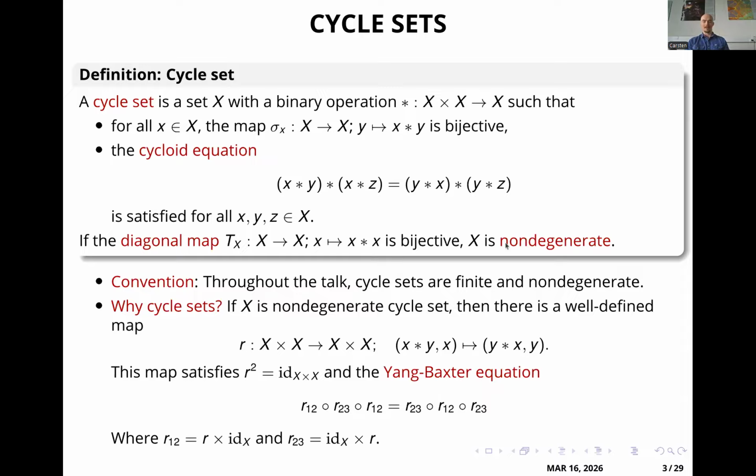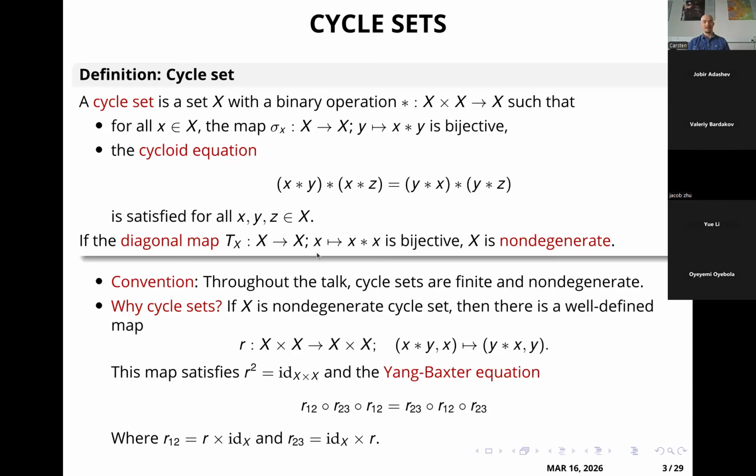We will always assume that a cycle set is finite, and furthermore that the diagonal is bijective, meaning that the cycle set is non-degenerate. So this is a nice and fancy structure. Why do we actually need this? It turns out, and this was found by Rump, who actually introduced the notion of a cycle set, that non-degenerate cycle sets are in a one-to-one correspondence with specific solutions to the Yang-Baxter equation, which are exactly the non-degenerate involutive solutions.